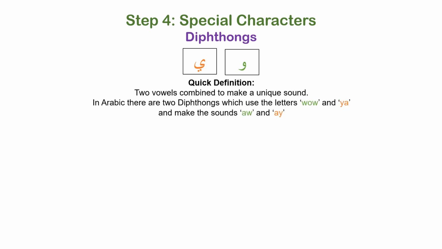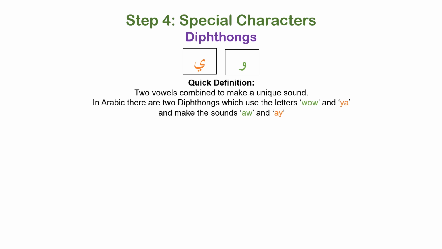We'll start off by giving a quick definition. Diphthongs are when two vowels are combined to form one syllable or one sound. Now, in English, there are diphthong sounds, for example, the words break or loud. And also in English, there are more diphthong sounds, but in Arabic, there are only two. These sounds are O and A.